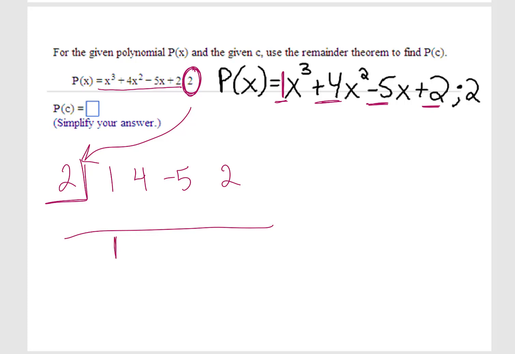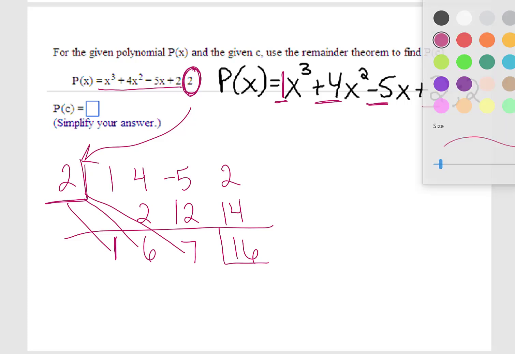So drop that first number. 2 times 1 is 2. Add. 2 times 6 is 12. Add. 2 times 7 is 14. Add.